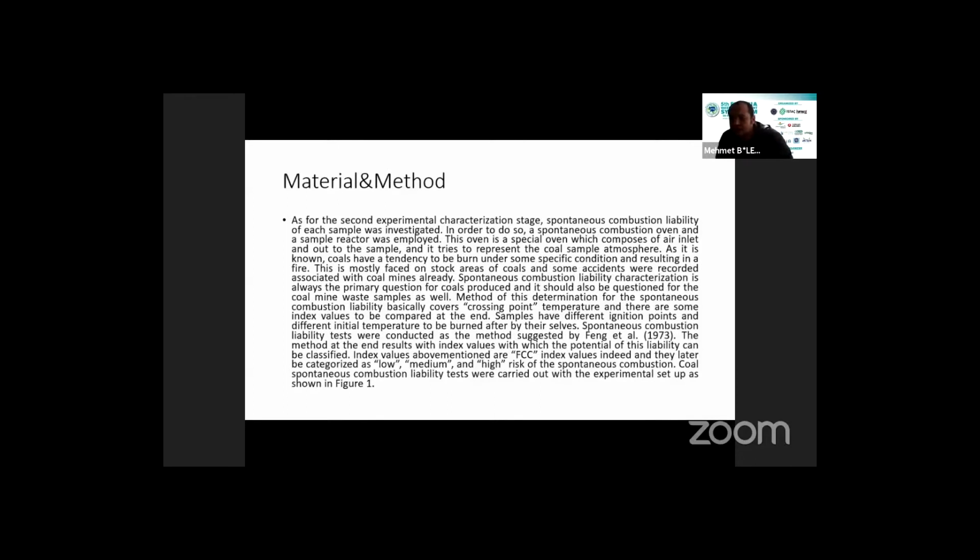Spontaneous combustion liability characterization is always the primary question for the coals produced, and it should also be asked for the coal mine waste as well. The method of this determination for spontaneous combustion liability basically covers the crossing point temperature, and there are some different index values accordingly. Samples have different ignition points and different initial temperatures at which they burn by themselves. Spontaneous combustion liability tests were conducted with the method suggested by Feng et al., a previous study from 1973. The method at the end results in index values with which the potential of the liability can be classified.